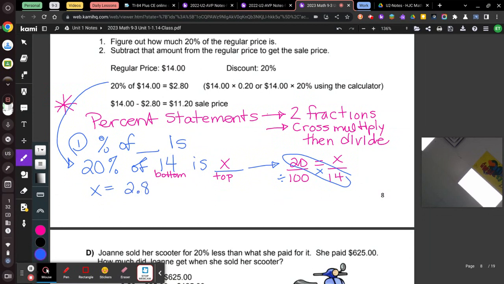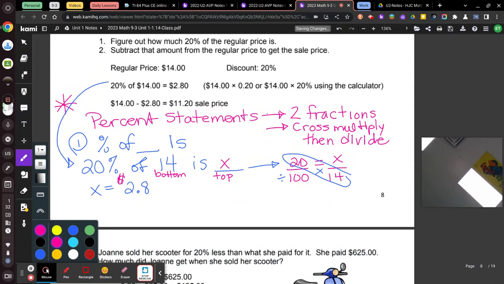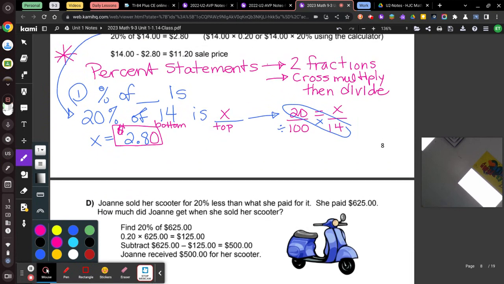Okay, so we get X equals 2.8. Well, we're talking money. That means it needs a dollar sign, and then I put a 0 on the end because I need 2 digits after the decimal. So that means $2.80. So once we cross multiply and figure out what the answer is, then we figure out what they're asking us. This is money. So the missing number is $2.80. So that's one type of percent statement. Then we get into the next kind of percent statement.